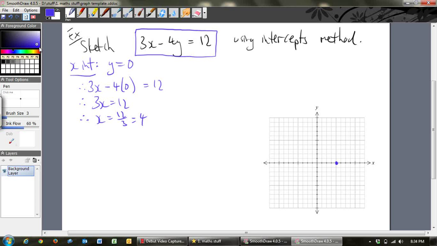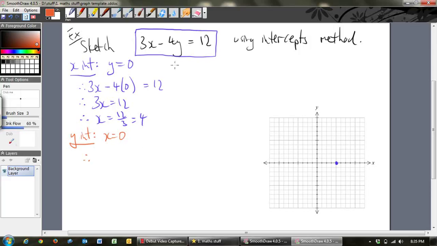So that's the first thing. Let's now find the y-intercept. How do we find the y-intercept? The y-intercept happens when x is equal to 0. And you can just see these are back to front here. X-intercept, you find it by y is equal to 0. Y-intercept happens when x is equal to 0.